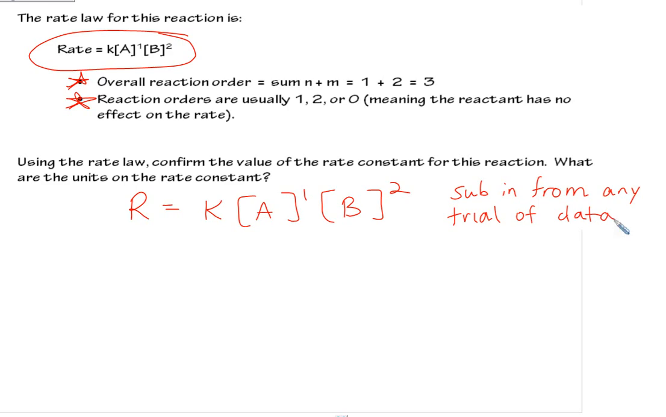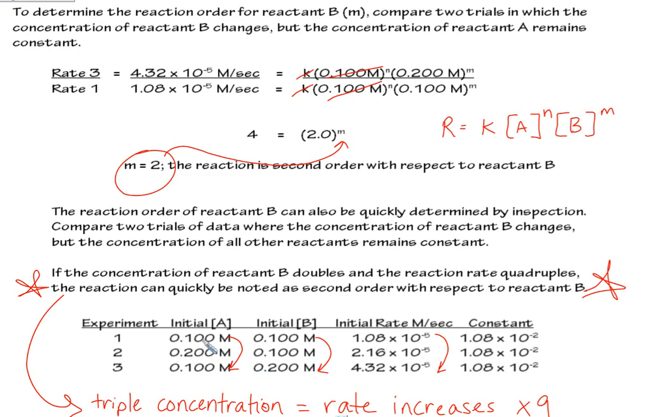So, I don't know, let's pick this one. Rate. You could say a molarity per second, moles per liter second. K is going to be my variable. Concentration of A. I just randomly picked trial 1, where A is 0.1 molar, B is 0.1 molar. Here's my rate, and we're going to experimentally try to determine this constant.